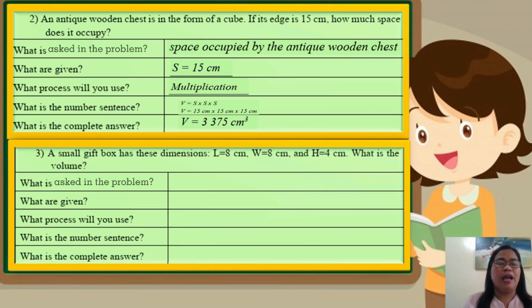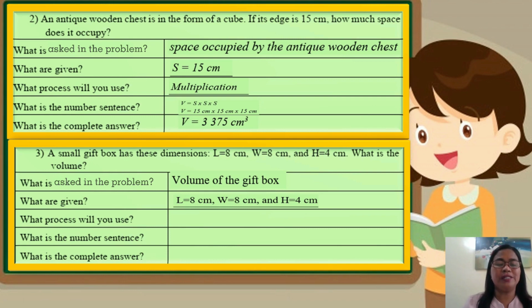Next, a small gift box has these dimensions. Length is equal to 8 centimeters, width is equal to 8 centimeters, and height is equal to 4 centimeters. What is the volume? What is asked in the problem? The answer is volume of the gift box. What are the given? The answer is length is equal to 8 centimeters, width is equal to 8 centimeters, and height is equal to 4 centimeters.